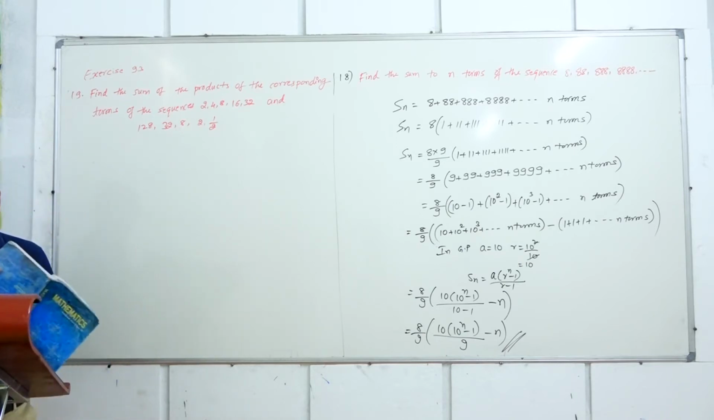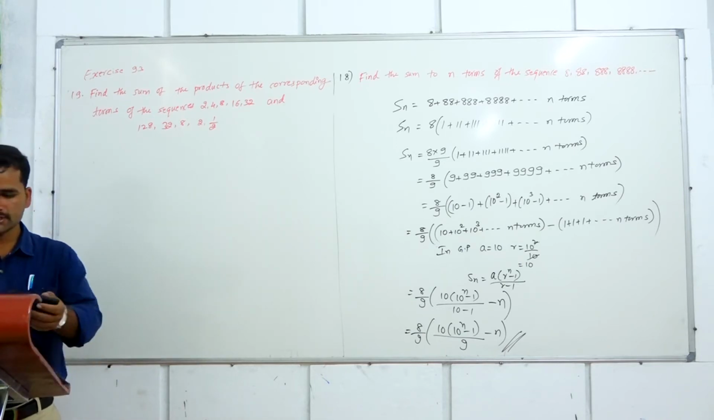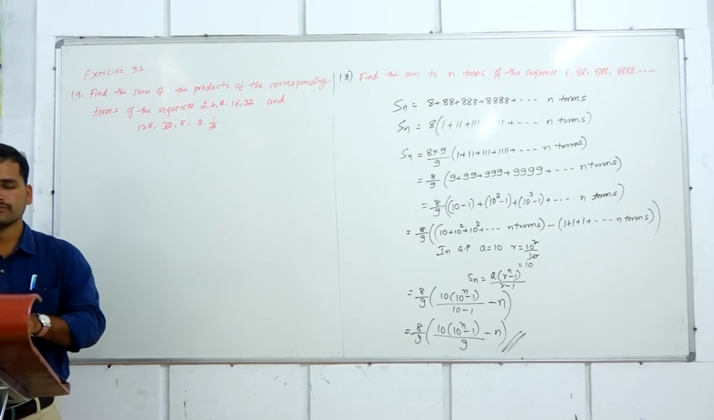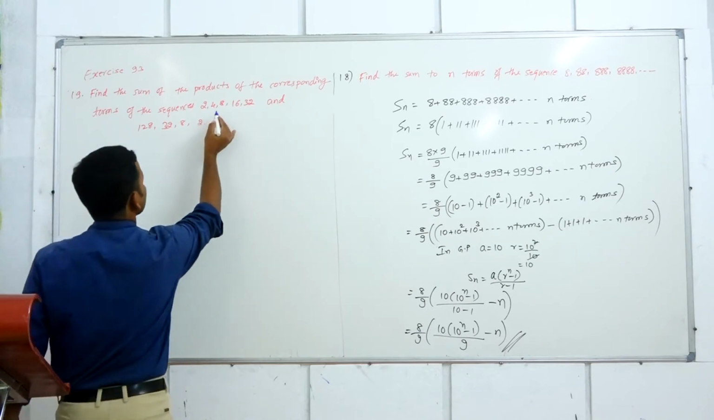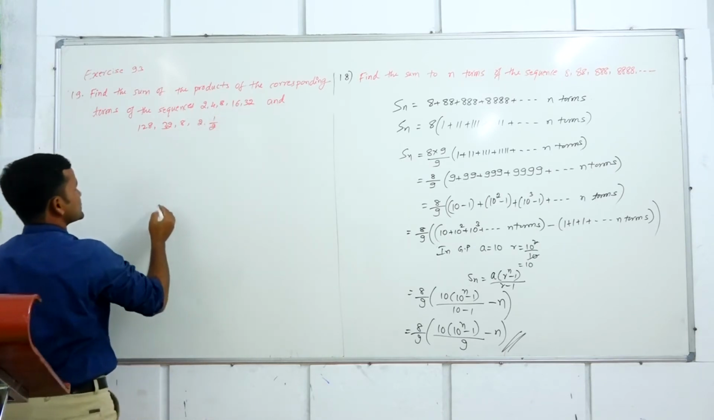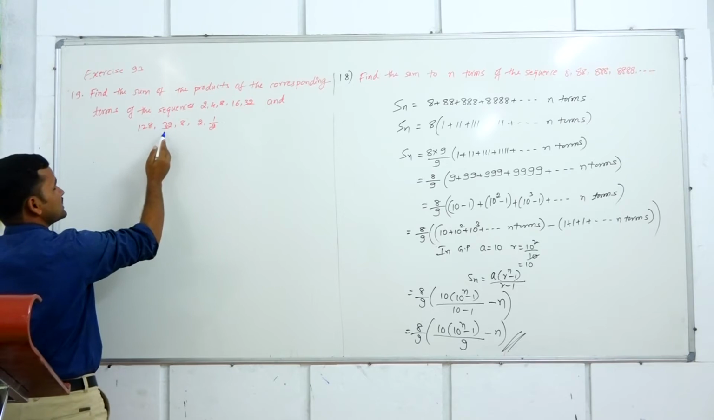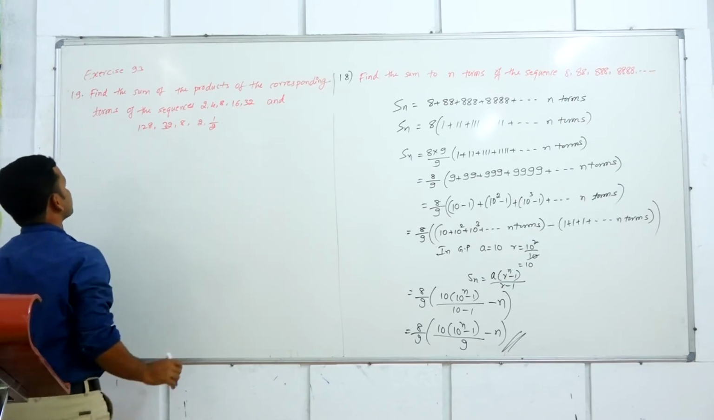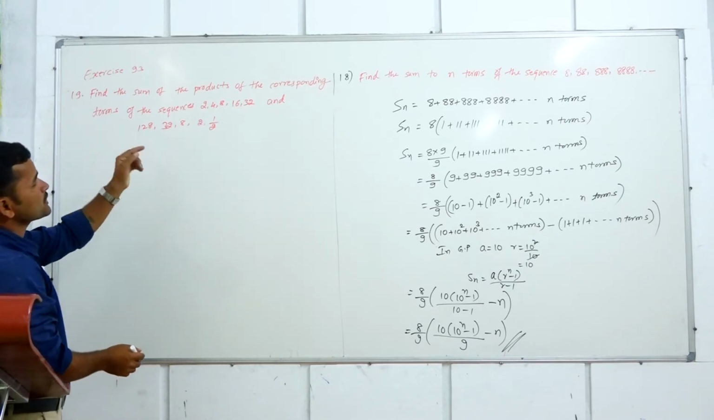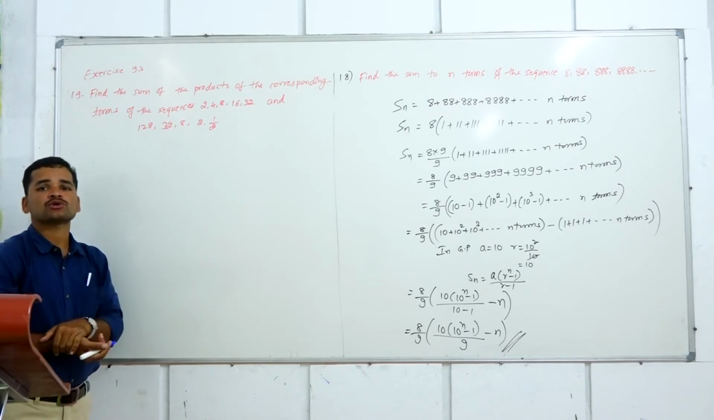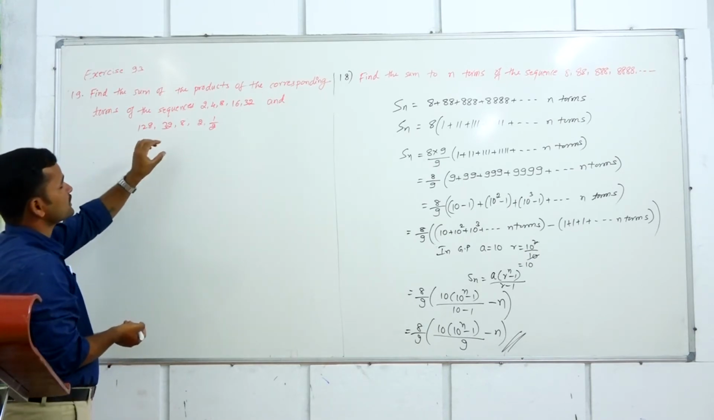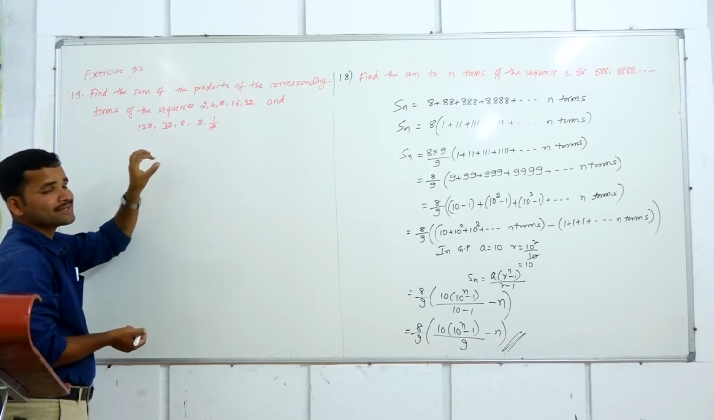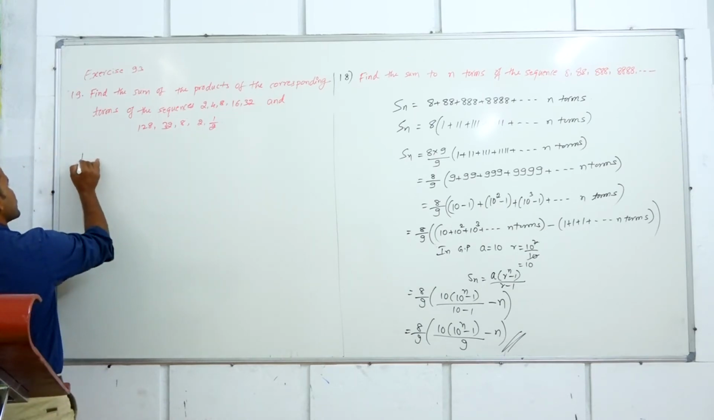Here two sequences are given to us. In each sequence 5 terms are there. First sequence is that 2, 4, 8, 16 and 32, and second sequence is that 128, 32, 8, 2 and 1 by 2. Sum of products of corresponding terms I have to calculate. Sum of products of corresponding terms. First of all, what we have to do? We have to take the product of corresponding terms.